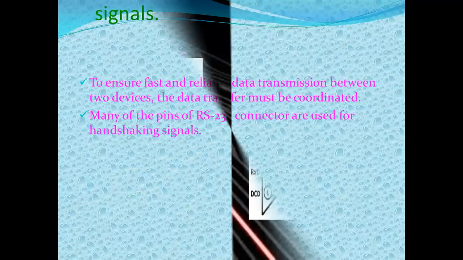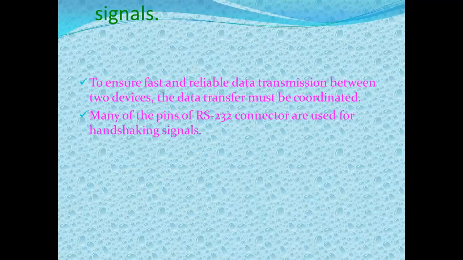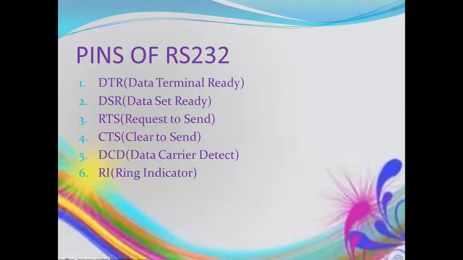To ensure fast and reliable data transmission between the two devices, the data transfer must be coordinated. Many of the pins of an RS-232 connector are used for handshaking signals. Pins of the RS-232: it has a data terminal ready pin, a data set ready, a request to send, a clear to send, a data carrier detect, and a ring indicator.